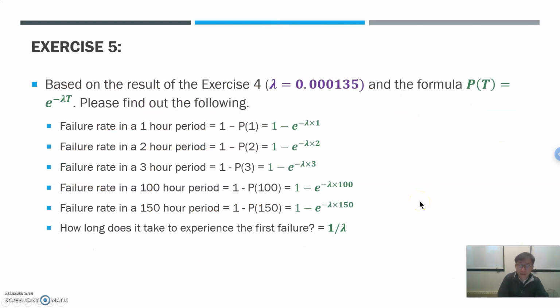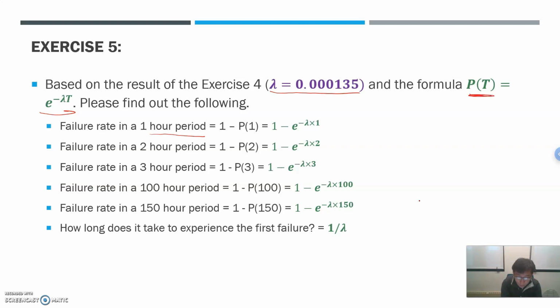And lastly, the last exercise here. Based on the result of exercise 4, which is that lambda is this size, and the formula, please find out the following. Failure rate in a 1 hour period. Okay, failure rate in 1 hour period.